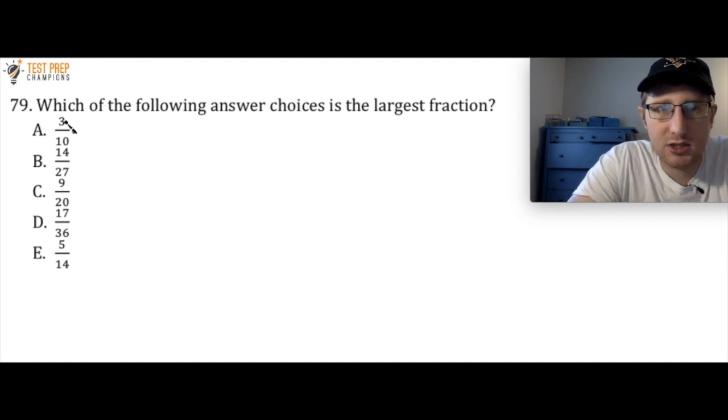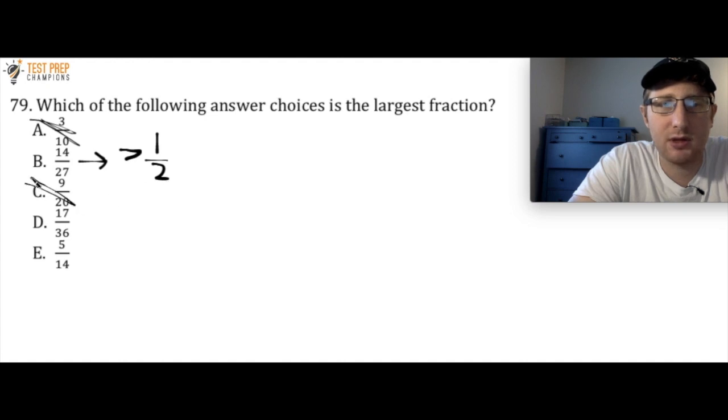A is 3 over 10, so 3 over 10 is less than half, right? Because if you do 3 times 2, that gives you 6, which is less than 10. So this is going to be less than half. Now 14 over 27, if we do 14 times 2, that's going to give us 28, which is bigger than 27. So this is something that's greater than half. 9 over 20 is less than half, so I can cross that out. 17 over 36 is less than half. And 5 over 14 is also a fraction that's less than half.